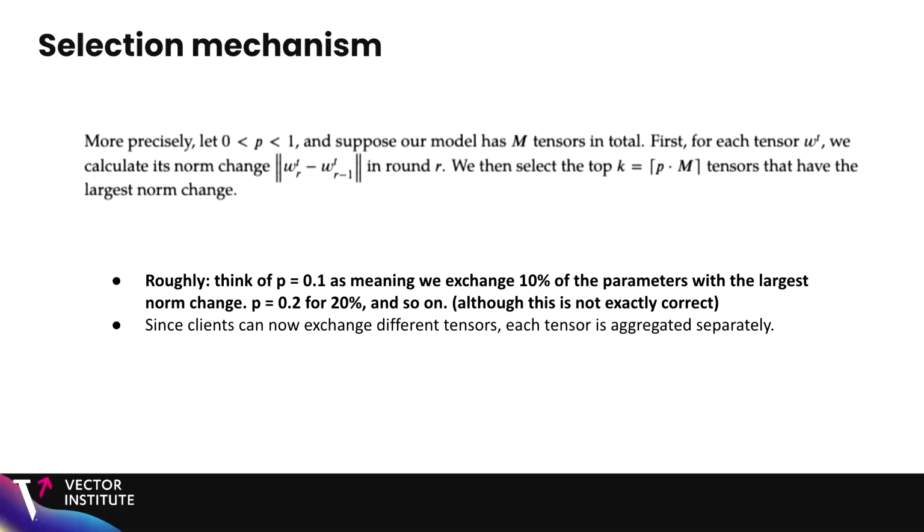And another thing I want to mention is that since each client can now exchange different tensors, the aggregation on the server side is performed separately on each tensor. Okay, so this is the selection mechanism. Now I'm going to show you some experiment results.